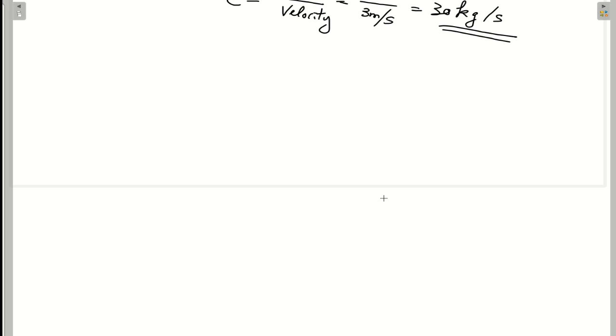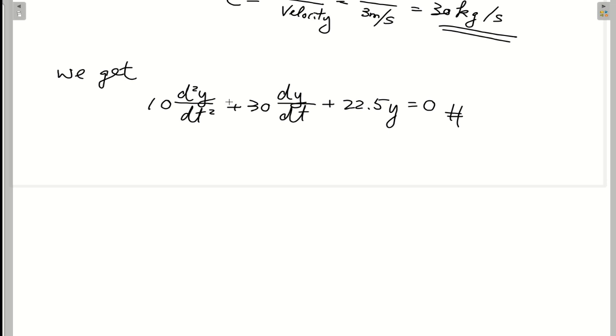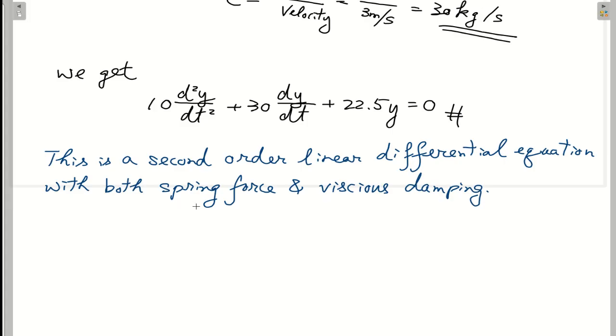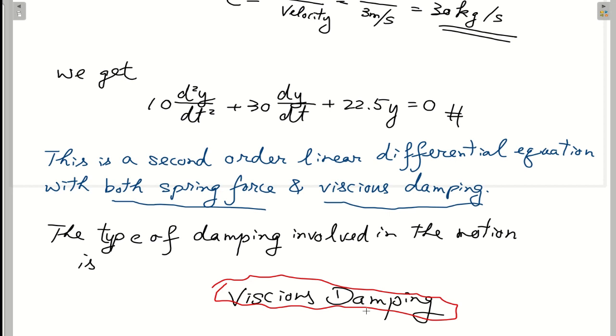And we substitute into the differential equation, we have 10 d²y/dt² + 30 dy/dt + 22.5 y = 0. So what are the characteristics of this spring mass damping system? We can say that this is a second-order linear differential equation with both the spring force and the viscous damping force. And finally, the type of damping involved in this motion is called viscous damping.